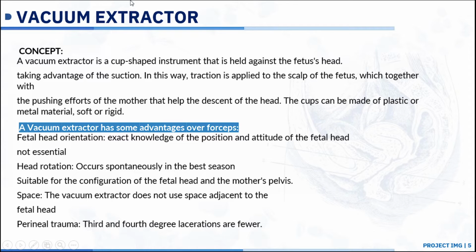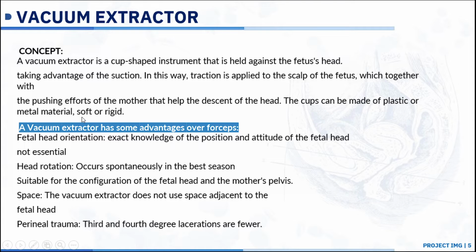Vacuum extractor. Well, the concept is about the vacuum extractor. A vacuum extractor is a cup-shaped instrument that is held against the fetal head, taking advantage of suction. In this way, traction is applied to the scalp of the fetus, which, together with the pushing efforts of the mother, helps the descent of the head. The cups can be made of plastic or metal material, soft or rigid.